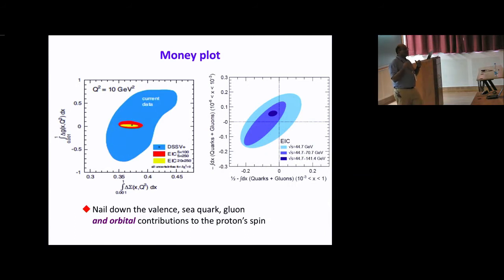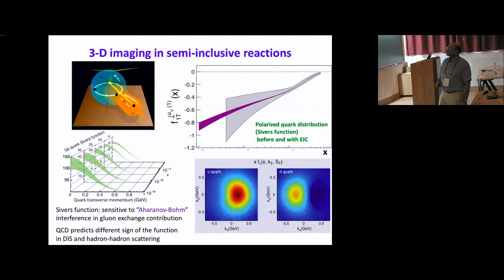So if you do the EIC, the promise is that one will actually be able to put a number to what the angular momentum distribution of quarks and gluons is inside the proton. And that's a really non-trivial, profound thing. Okay? So this is really one promise.